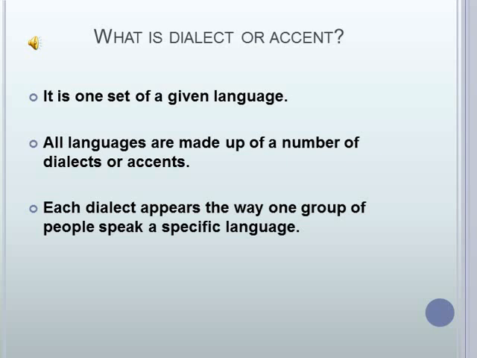What is an accent? It's one variety of a given language. All languages are made up of a number of dialects or accents. Each dialect shows the way one group of people speak a specific language.